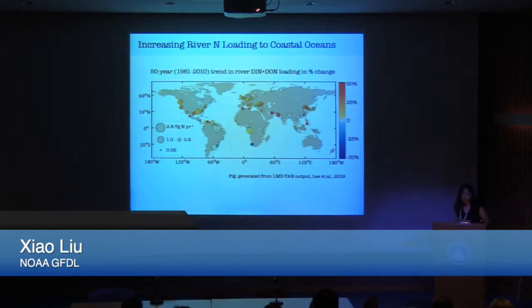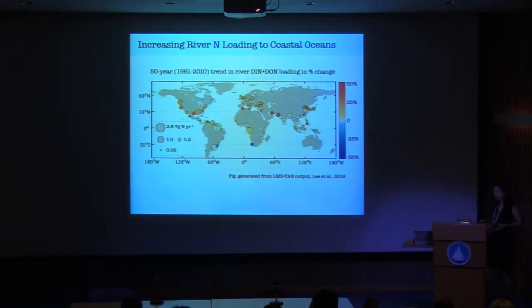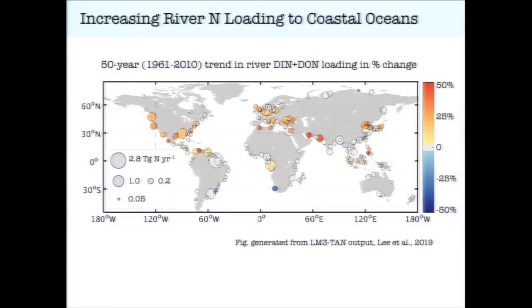So where do we see the hot spots of river nitrogen loading to the coastal ocean? What I'm plotting here from the land model output is the largest 150 rivers out of the over 2,000 rivers simulated in the model, ranked by total nitrogen loading. The circle size is scaled by the total river loading, and the color indicates the long-term significant trends over the past 50 years.